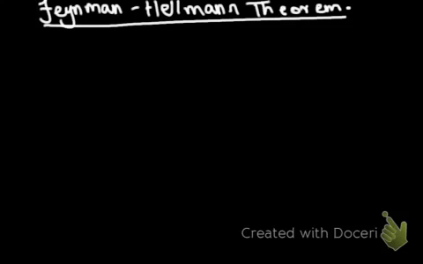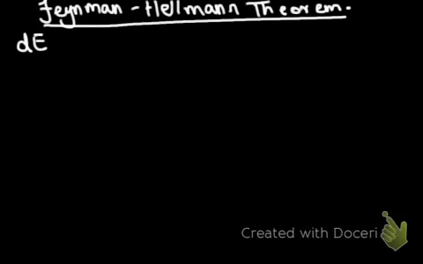Alright, so in this video I'm going to discuss the Feynman-Hellmann theorem for the time-independent Hamiltonians. The theorem basically relates the derivative of the total energy of our system with respect to a parameter, namely lambda, to the expectation value of the derivative of the Hamiltonian of the system with respect to that same parameter, lambda. So mathematically speaking, the theorem states as follows.